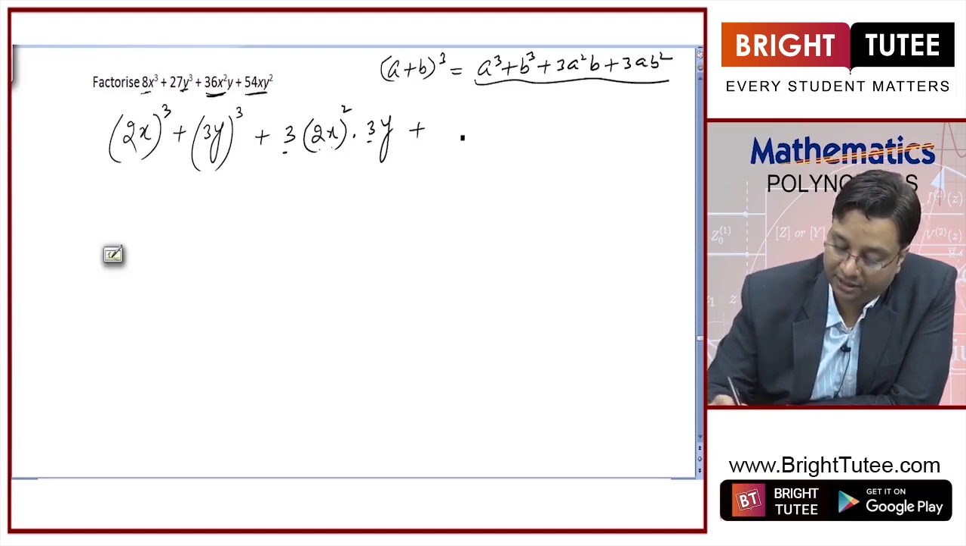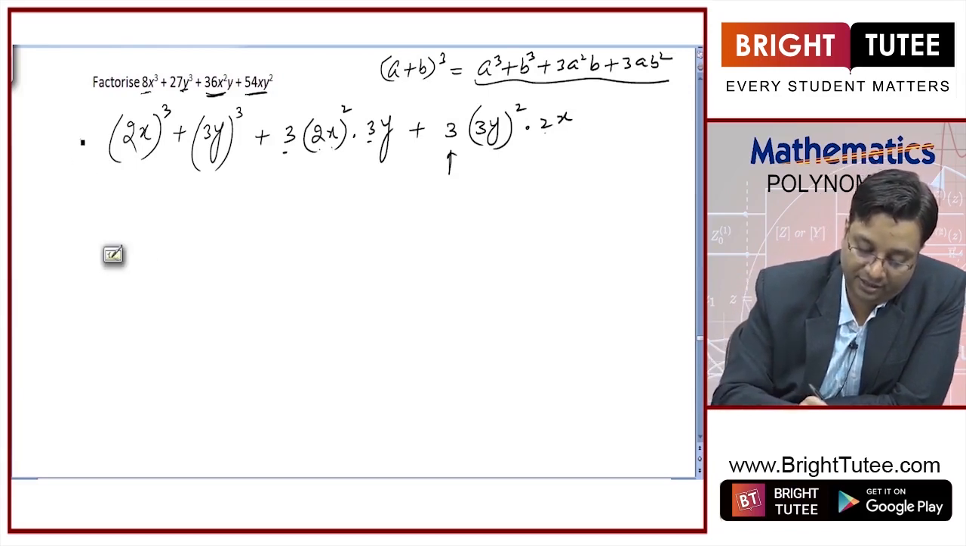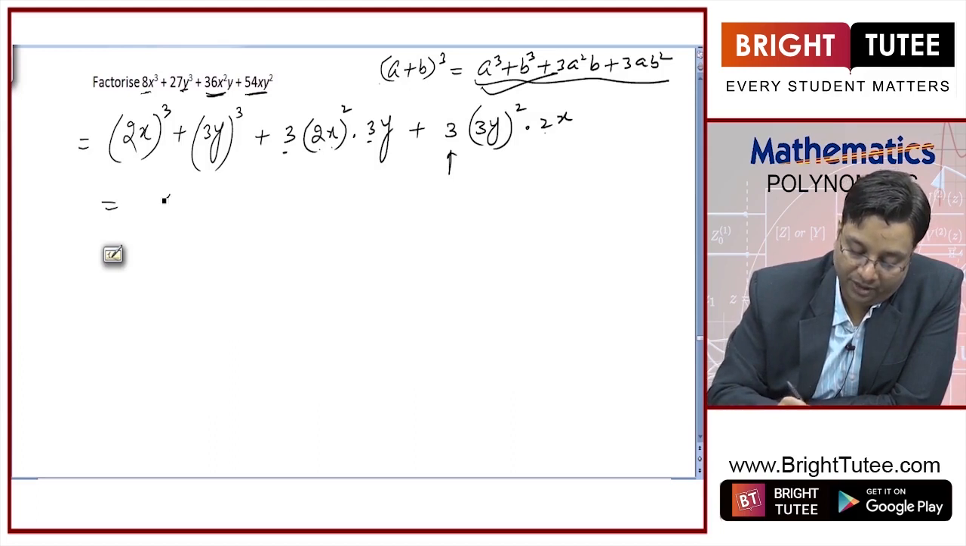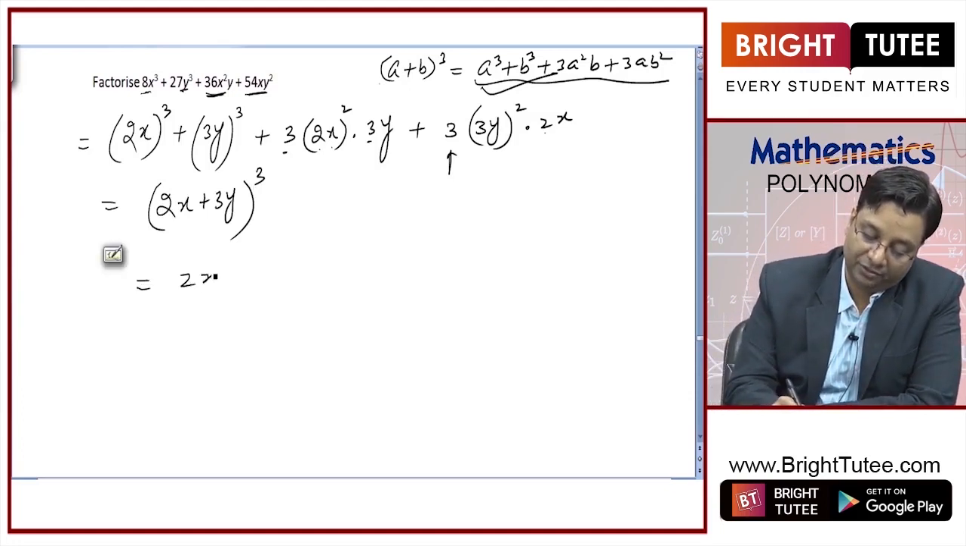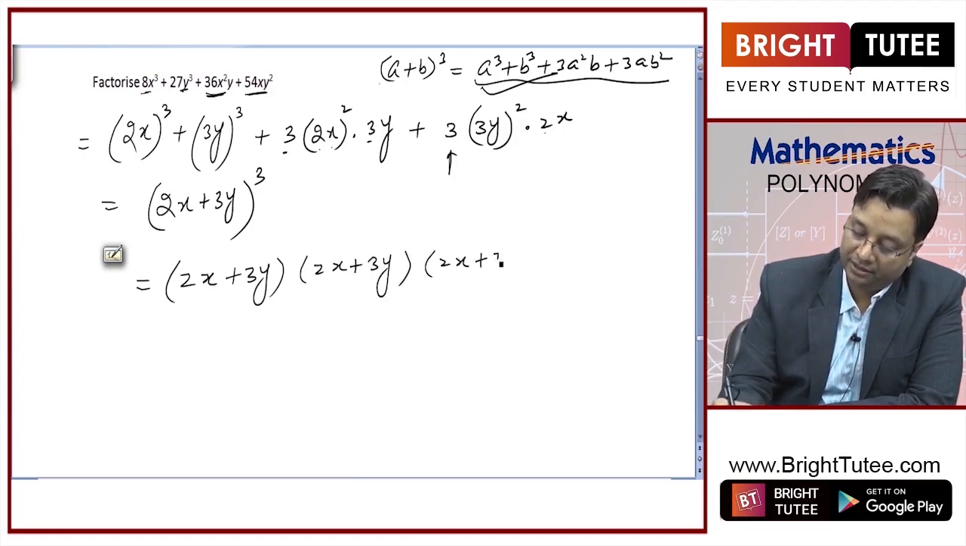And this can be written as 3y square into 2x. Let us check. 3 into 3 square is 9, so 27. 27 into 2 is 54, and there is y square and x. So yes, this is of this form now. Right? So this is equal to 2x plus 3y whole cube. Hence the factorized form will be 2x plus 3y, 2x plus 3y, 2x plus 3y.